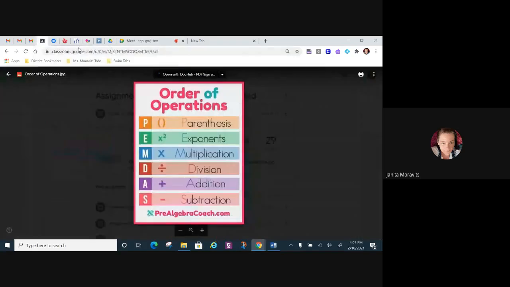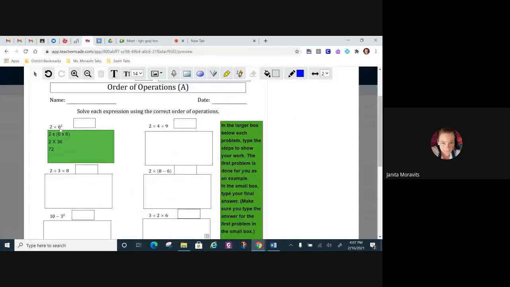So we're going to go back because we know there's an exponent right here. This means 6 to the second power. That does not mean 6 times 2. That means 6 multiplied by itself 2 times, or 6 times 6. Well, 6 times 6 gives us 36. 2 times 36 gives us 72. And we just skipped on to multiplication there because there was nothing else to do but multiply.